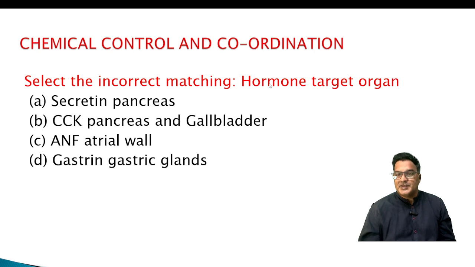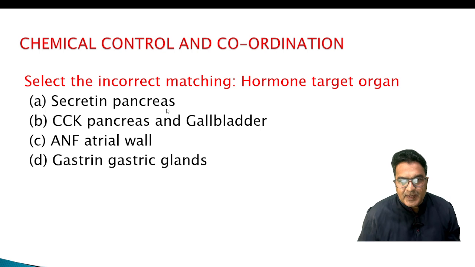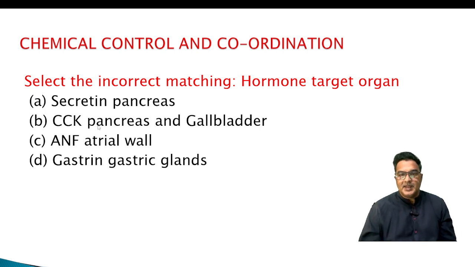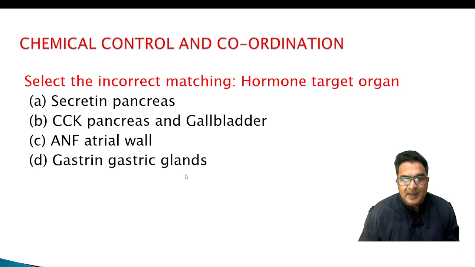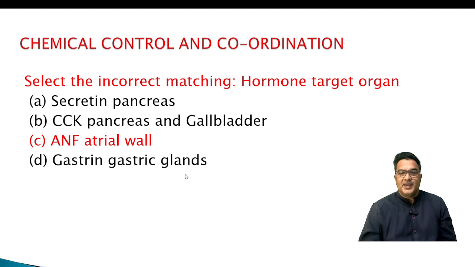Select the incorrect matching. Hormone, target organ. Secretin, pancreas; CCK, cholecystokinin on pancreas and gallbladder; ANF on atrial wall; gastrin on gastric gland. Here ANF. ANF is released from the atrial wall, but ANF is helpful for the dilation of blood vessels to decrease the blood pressure.